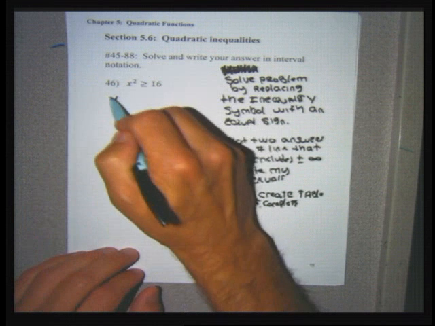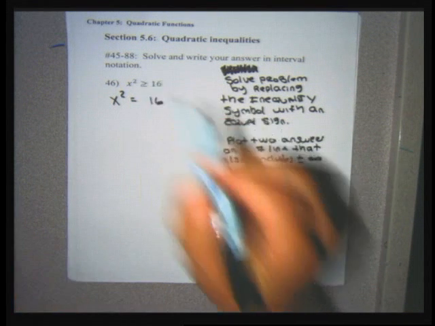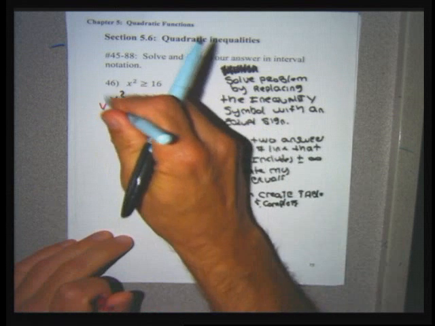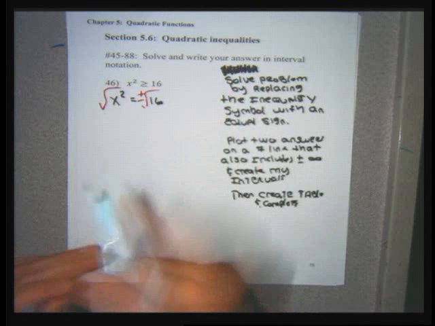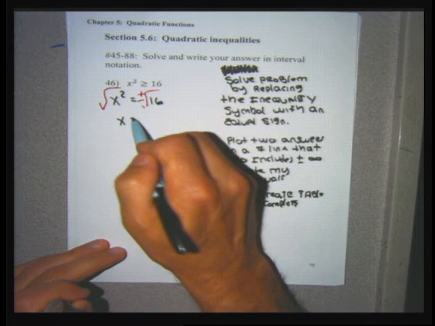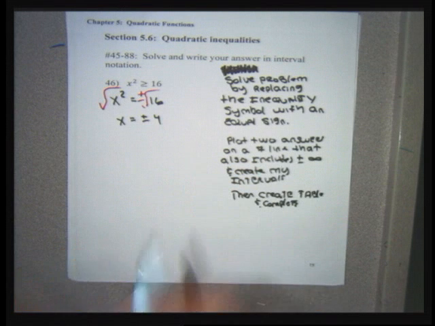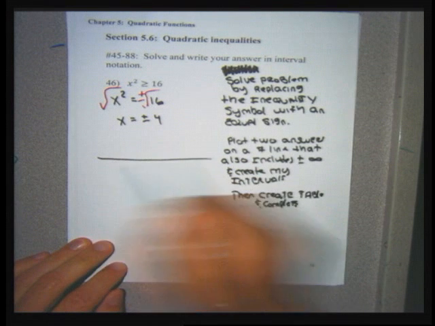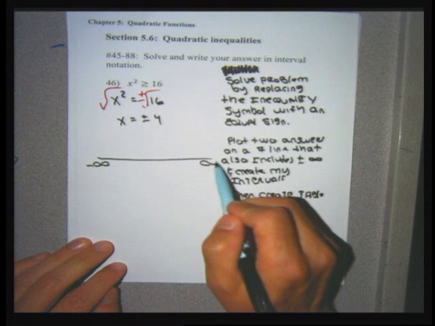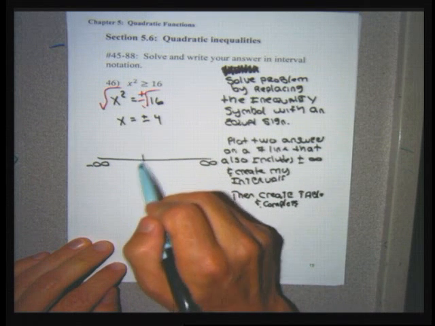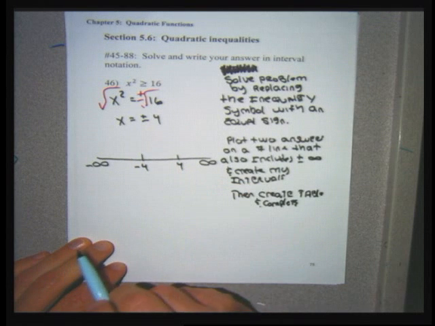So first thing I'm going to do is write x squared is greater than or equal to 16, and now I'm going to solve for x by square rooting, plus or minus square rooting. That's going to give me x equals plus or minus 4. My number line is going to have negative infinity on the far left edge, positive infinity on the far right edge. The other numbers I'm going to put on it are negative 4 and positive 4.